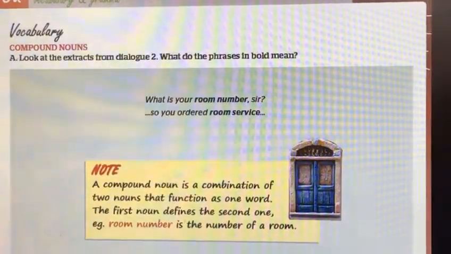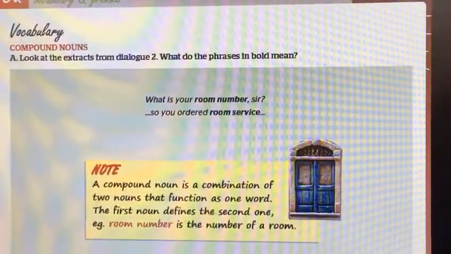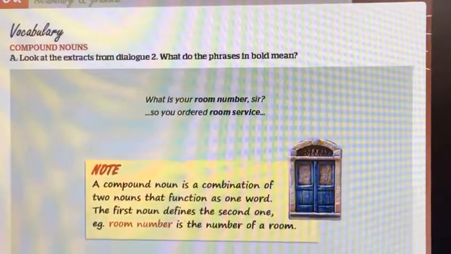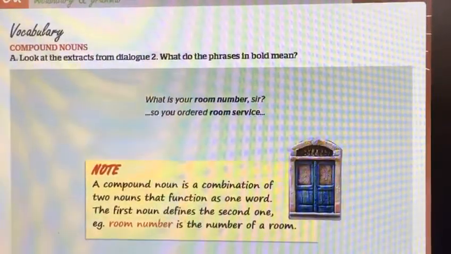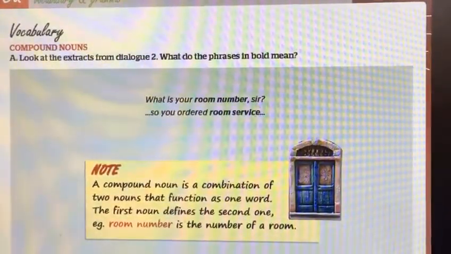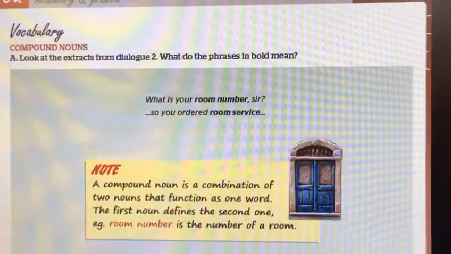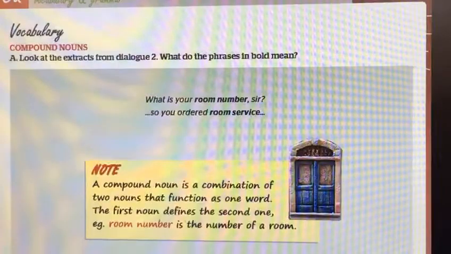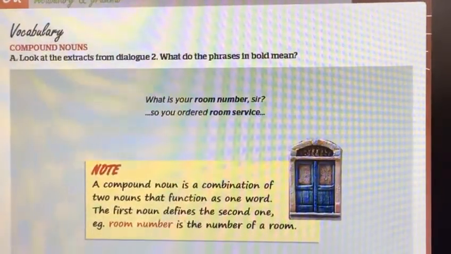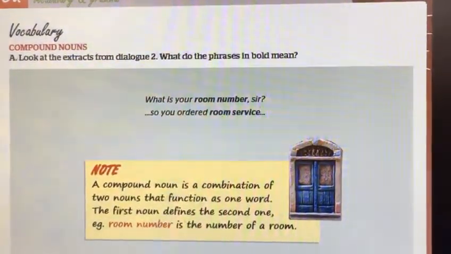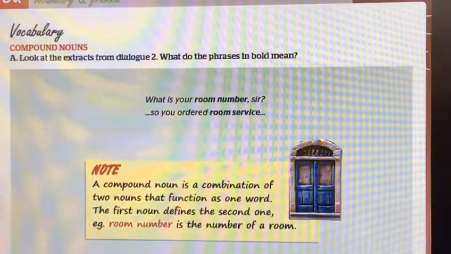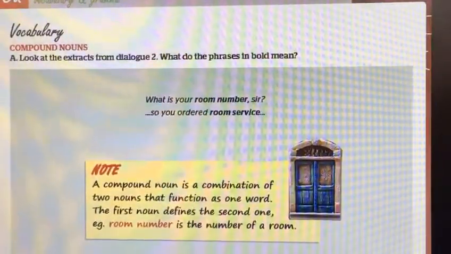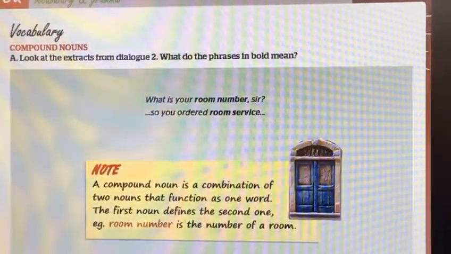Vocabulary. Compound nouns. First, what is a compound noun? A compound noun is a combination of two nouns that function as one word. The first noun defines the second one, like room number is the number of a room.